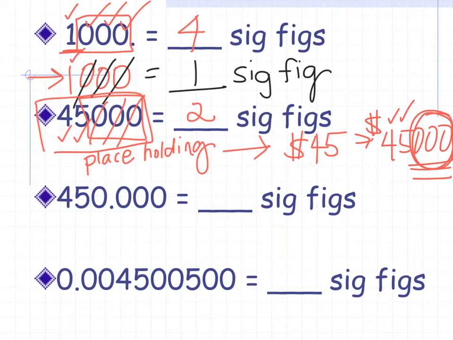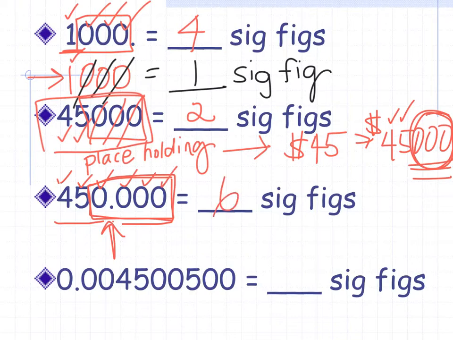Now take a look at our next example. 450.000. The 4 and the 5 are significant. All of these zeros are the same type. These are trailing zeros. Is there a decimal? Yes. So do they count? Yes, yes, yes, and yes. So that is a 6. You're telling the reader, I measured all 4 of those places on my measurement tool. They are all significant.